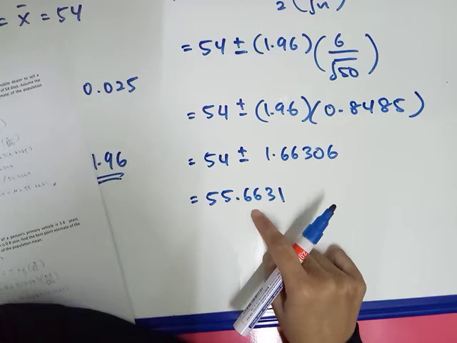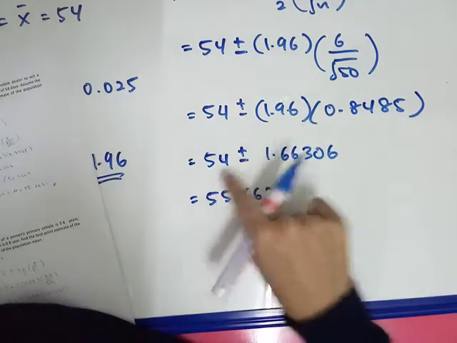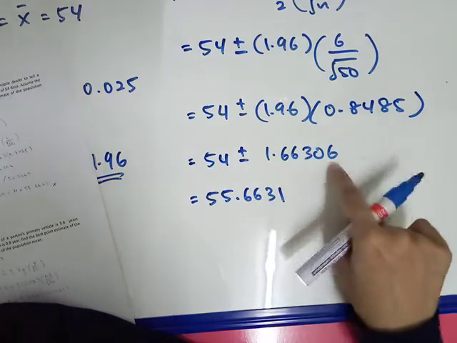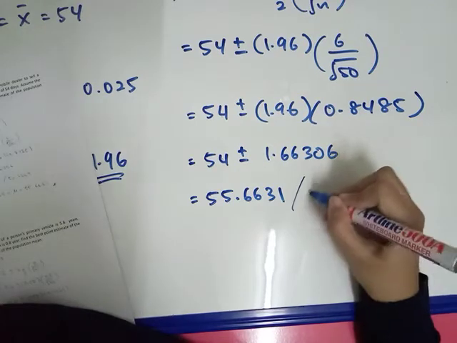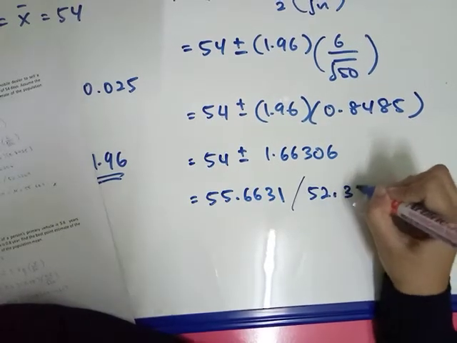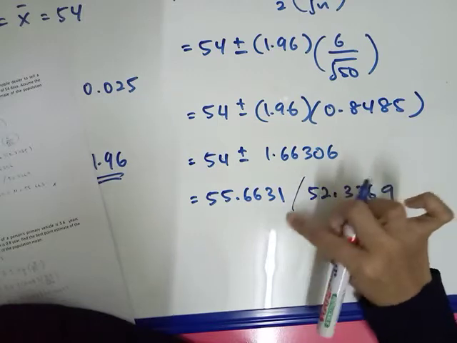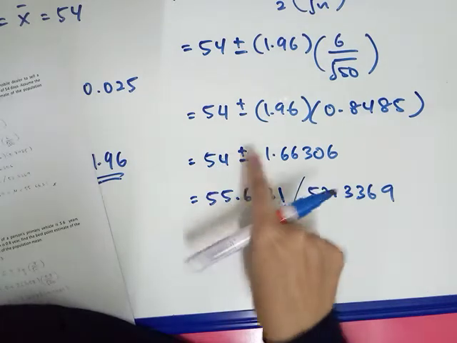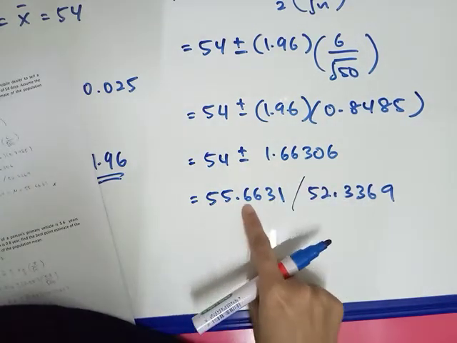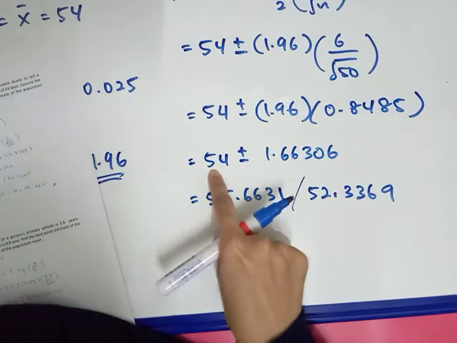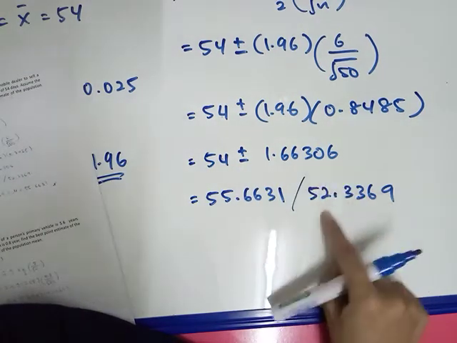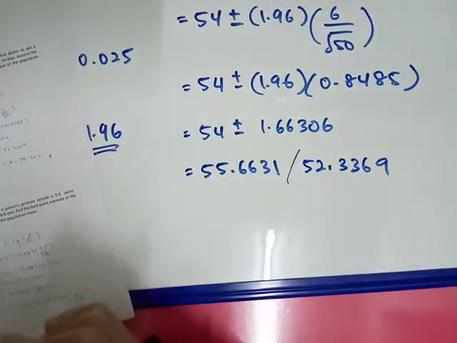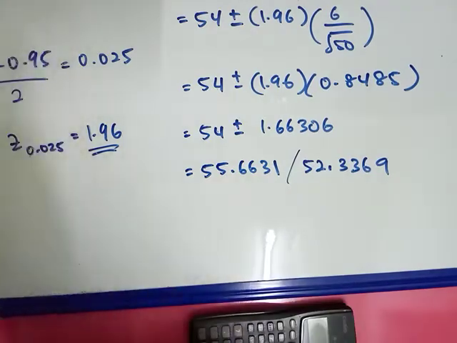After you have done plus, you have to minus: 54 minus 1.66306. You will get 52.3369. This one bukan divide ini, that means you have 2 answers. 54 plus 1.66306 is 55.6631, and another one, 54 minus 1.66306, you will get 52.3369.